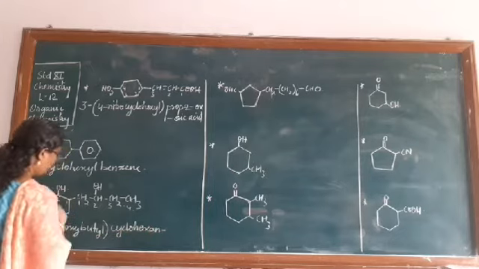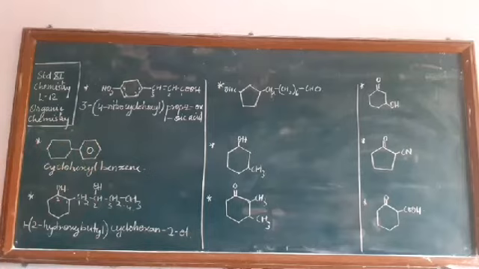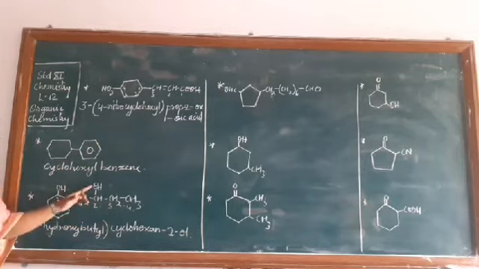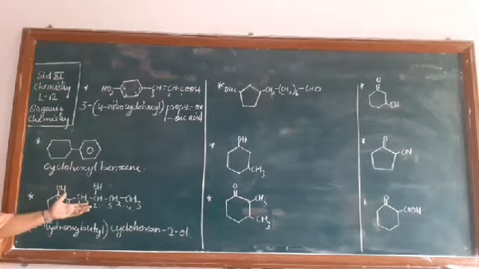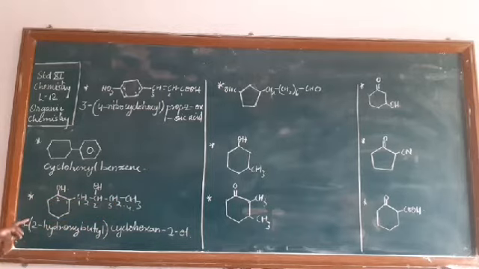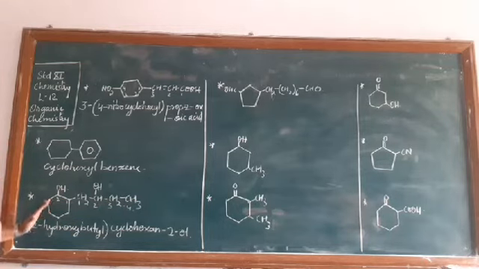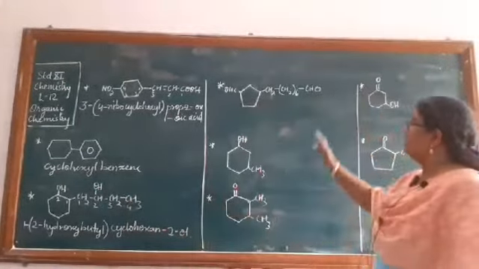Cyclohexan-1-ol, this is the name of this compound. At the first position, there is a side chain with a substitution of OH, which means the OH should now be named as hydroxy, because it is a substituent. So 2-hydroxybutyl, since there are 4 carbons, and cyclohexan-1-ol, because the side chain has only 4 carbons but the ring has 6 carbons.